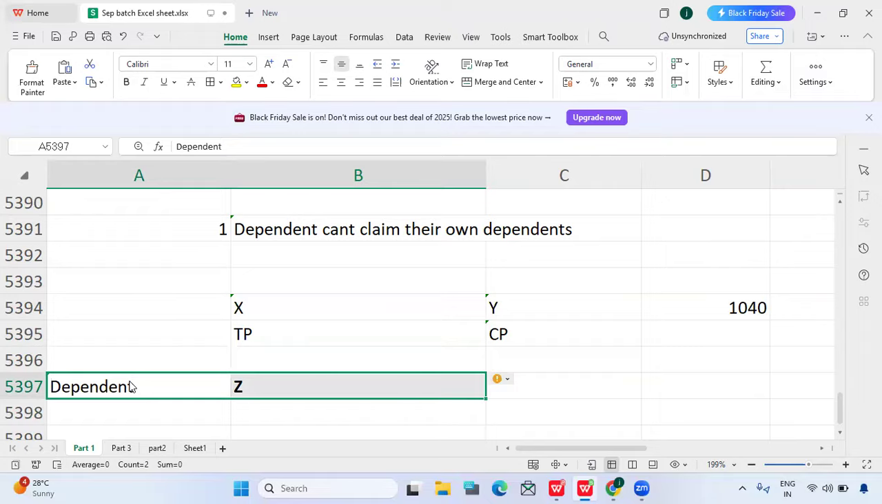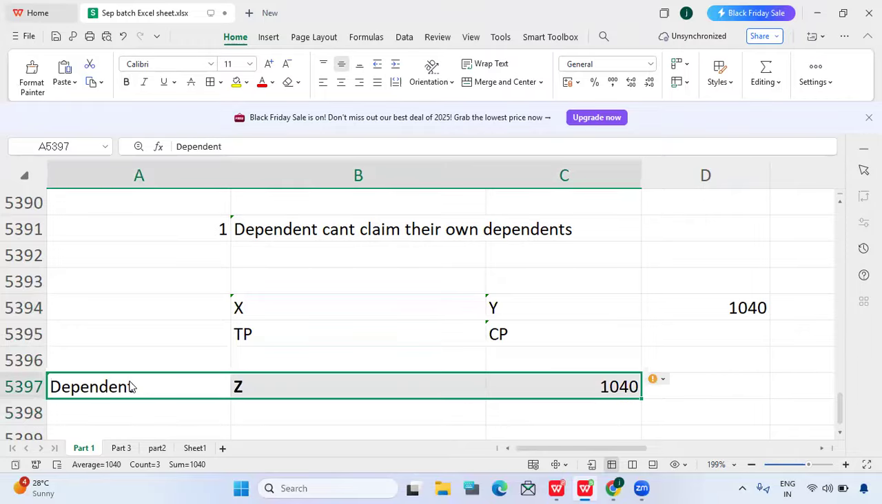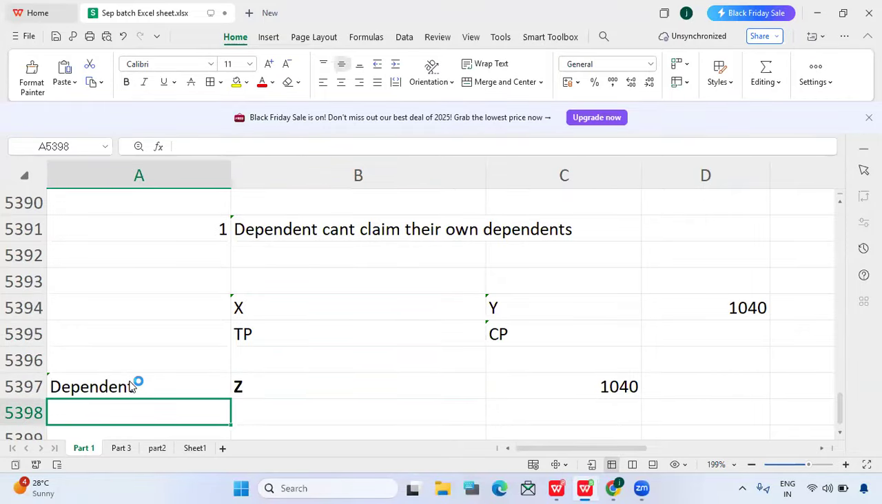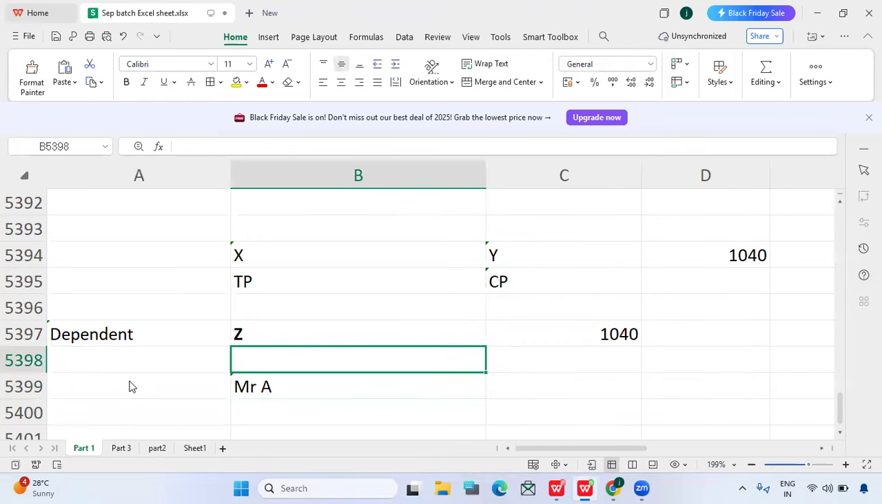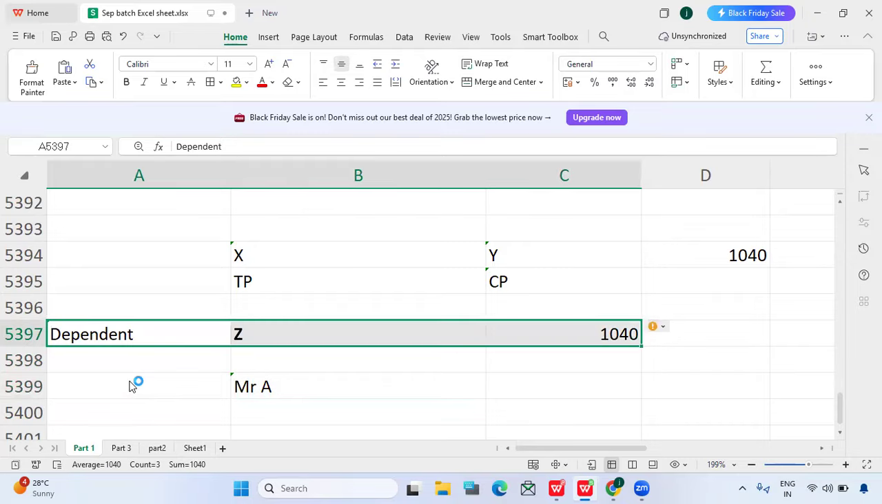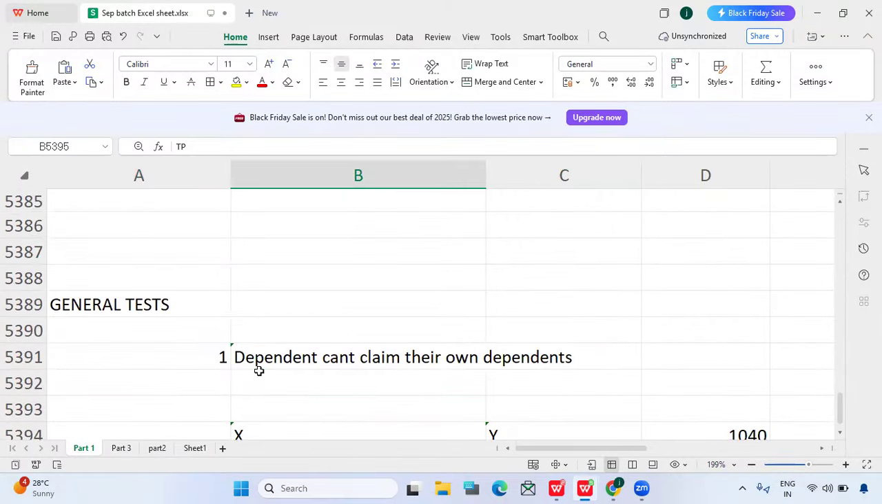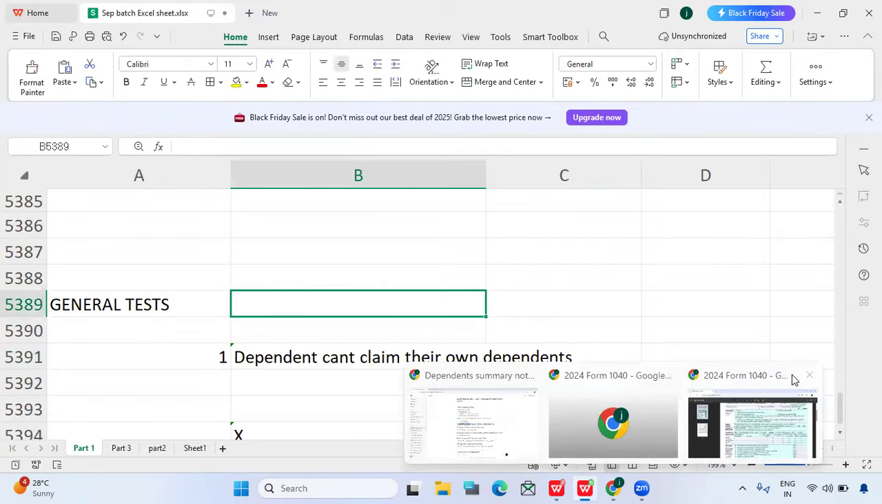Z is also preparing his own tax return, Form 1040, and Z has provided some financial support to Mr. A. So now, can Z claim Mr. A as a dependent? No. He is actually a dependent on someone's tax return, but he cannot claim another person as a dependent on his tax return, which is very important. So the first point: a dependent cannot claim their own dependents. If the taxpayer is a dependent, he cannot claim any dependent because he is himself a dependent. So why would he claim another person as a dependent?